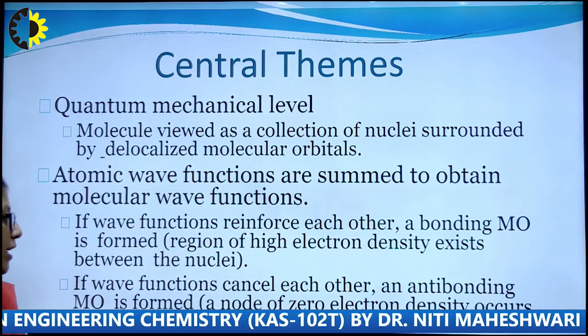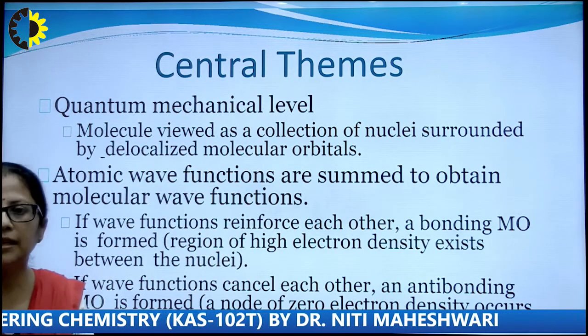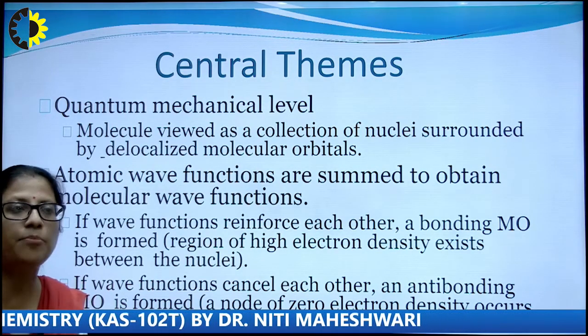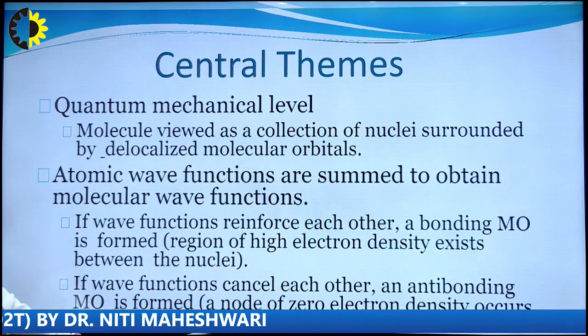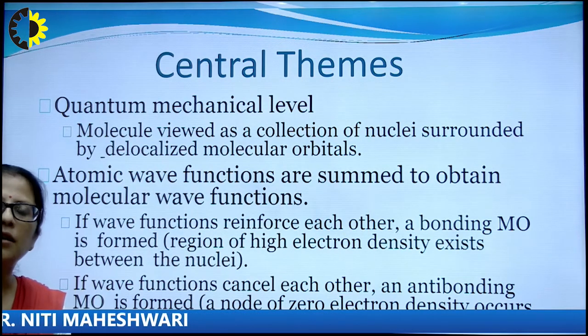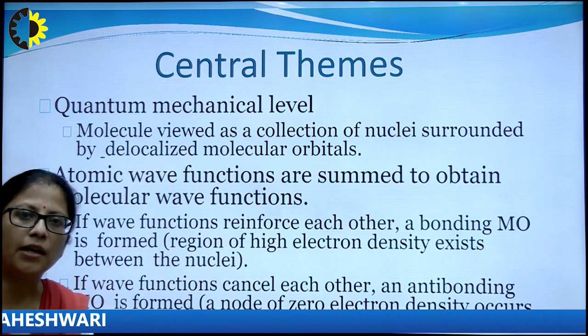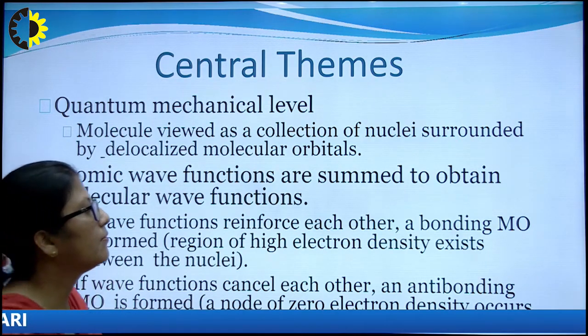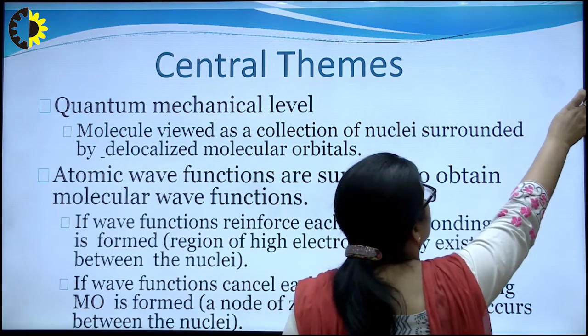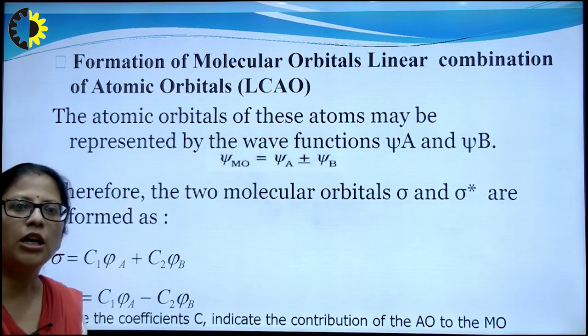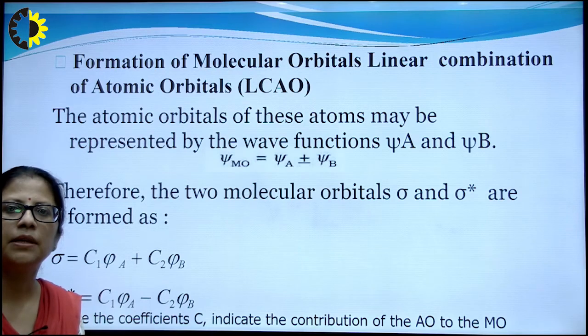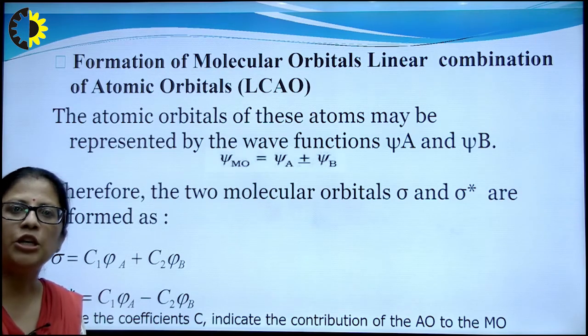And if the wave functions cancel each other, then the antibonding molecular orbital is formed. That is, a node of zero electron density occurs between the nuclei. Formation of molecular orbitals by linear combination of atomic orbitals.